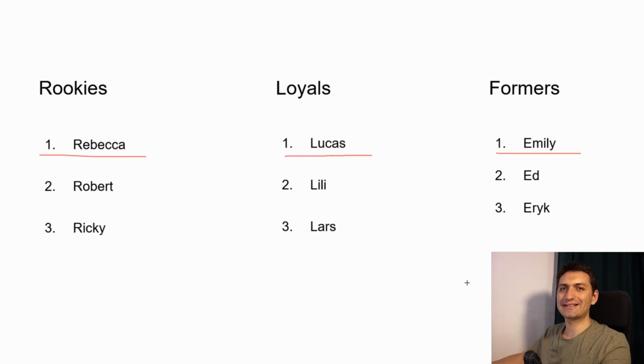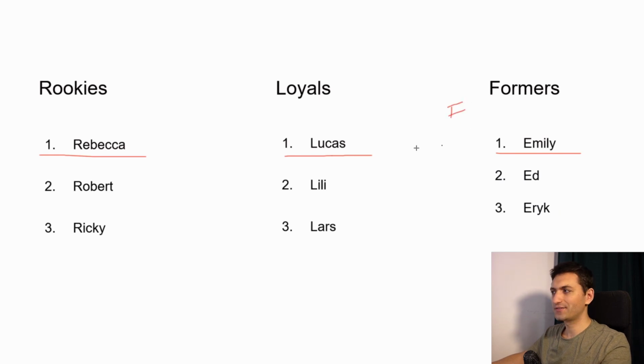Well, you probably guessed we need a for each loop. In order to get each of the formers, we need a for each loop here. Now, going back to the loyals, after we go from Lucas to the next one, which is Lily, the process is repeated. So we still have Rebecca in mind, but we are on the loyals team and we still need to go through all the formers. So as you can see, we need a for each here.